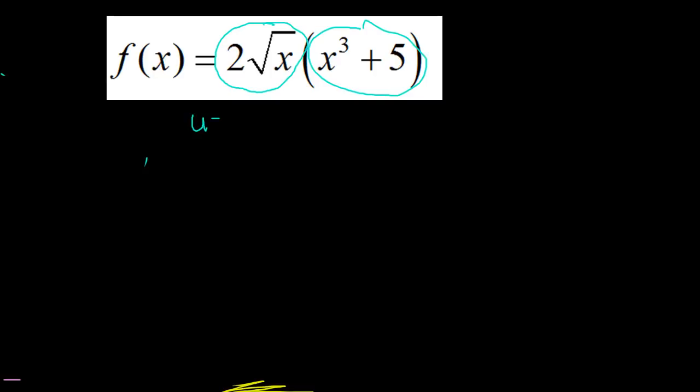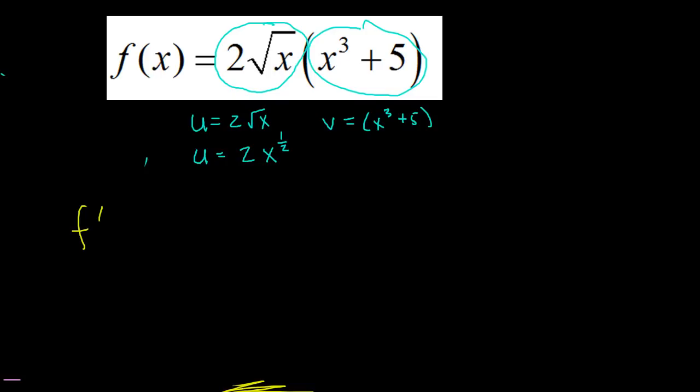So I'm going to let u equal 2 square root of x. I'm going to let v equal x cubed plus 5. And you know what also could be helpful? And again, you don't have to do this, but it could be helpful to write this as 2x to the 1/2, because if I do need to find the derivative, which I will, it'll help me to find the derivative. It's written as a power.